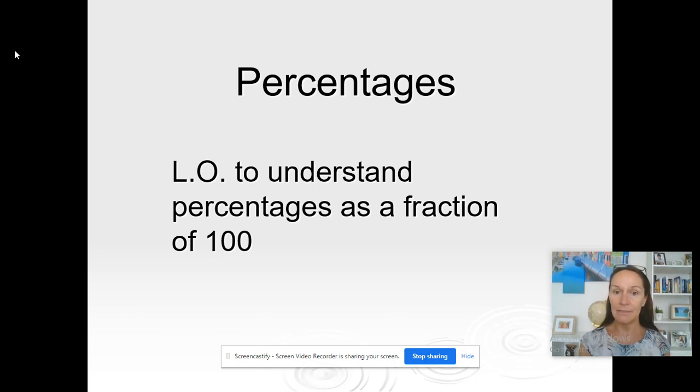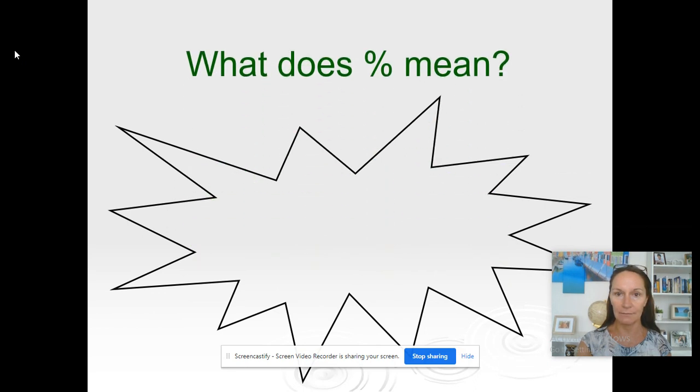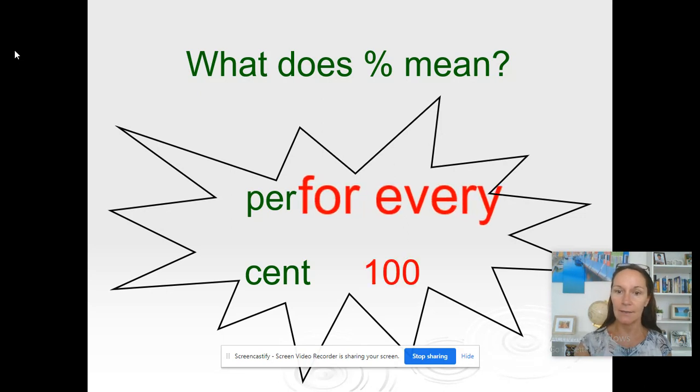So remember, decimals, percentages and fractions are what we use when we're referring to amounts that are less than a whole one. So, for example, what does percent mean? Per cent. Per means for every, and cent means 100, for every 100.